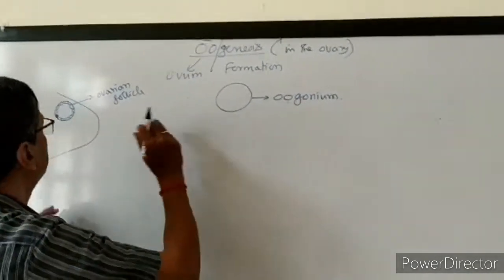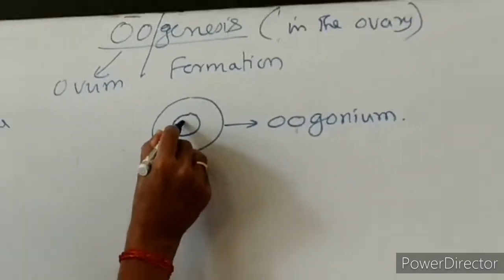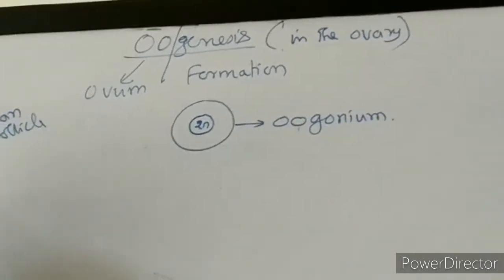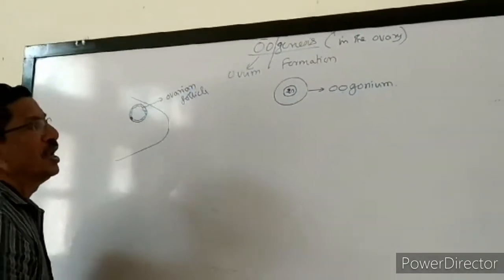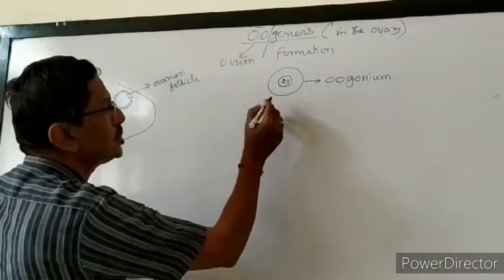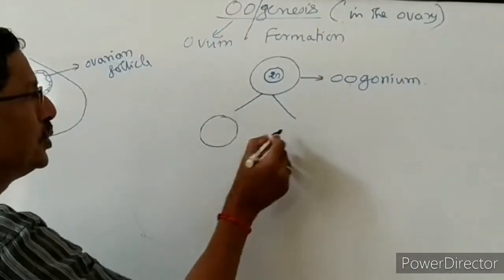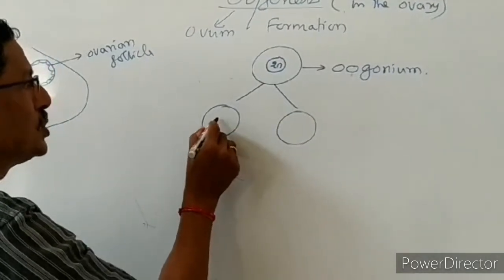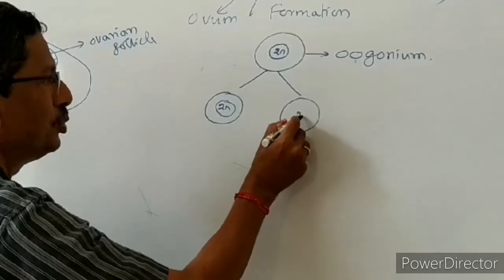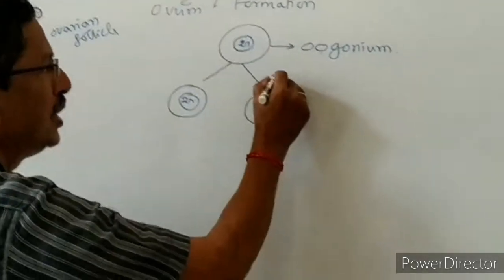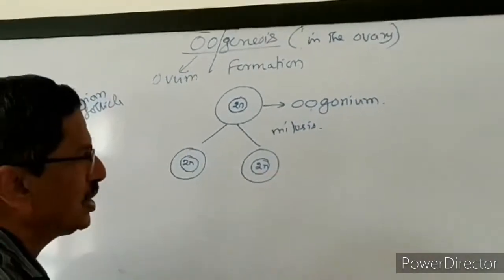The oogonium has a nucleus. The nucleus has 2n chromosomes. Already we have studied 2n equals 46 chromosomes are present. Now this oogonium is also dividing by mitosis. One cell divides into 2, into 4, like that. At this time in each cell, each nucleus has 2n chromosomes because the type of division is mitosis. Like that many cells are produced.